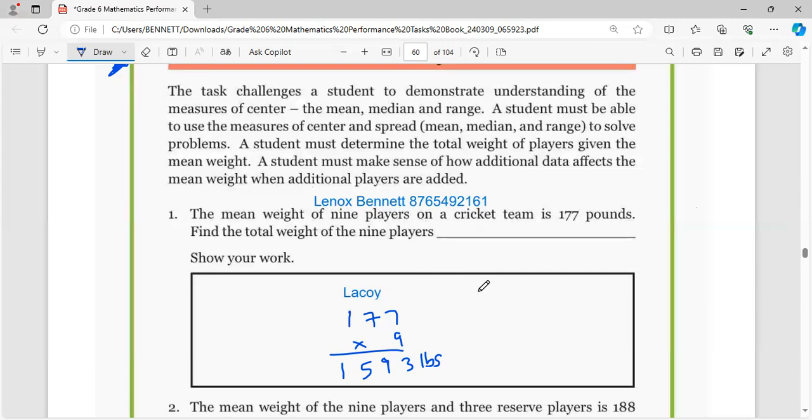All right. So Romanique, you have your hand up. Thanks so much, Lakoy. Yes, sir. As Lakoy said, the opposite of divide is multiply. So you would reverse what you did to get the average. Very good. Also, there's a keyword that suggests that you shouldn't divide. What word is that? Look at it carefully. It says total, the total of the 9 players.